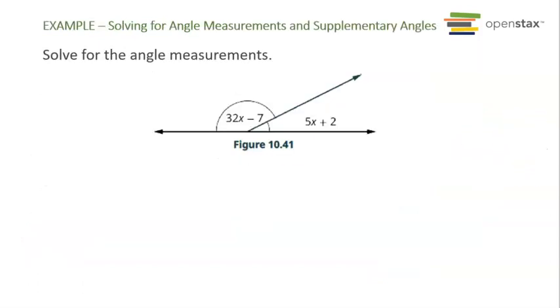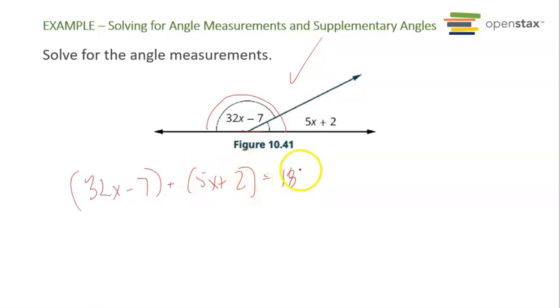So if I have something that looks like this, and it says solve for the angle measurements, not really, it should say that something like these angles are supplementary. It's not good practice to just look at the picture and assume that you know what it's going to be equal to. But we're going to give them a break and say that we know that this is a straight angle right here, and so this must add up to 180 degrees. So then that means if I take 32x minus 7 and then add the 5x plus 2, that has to equal 180. So now I have to remember how to solve equations.